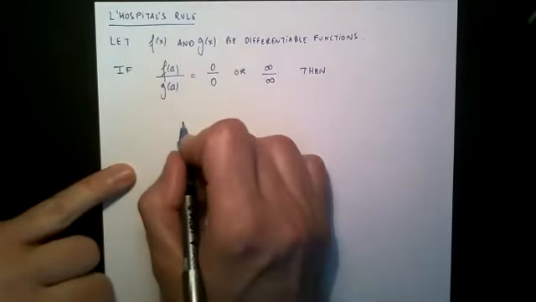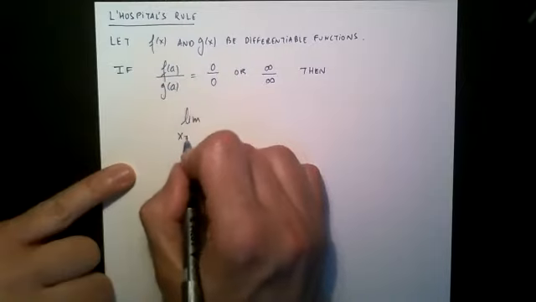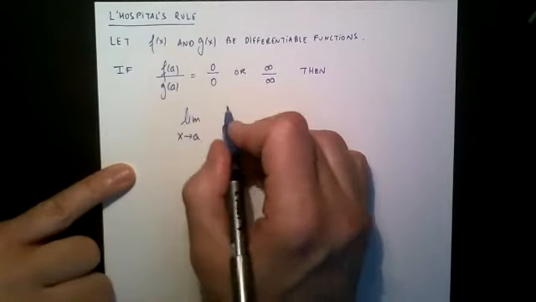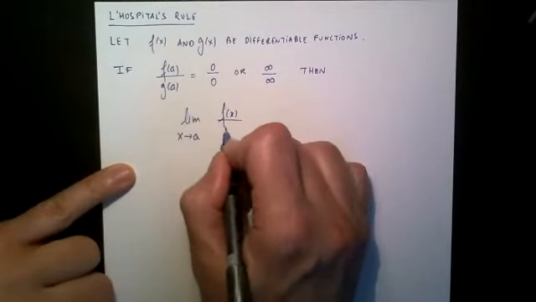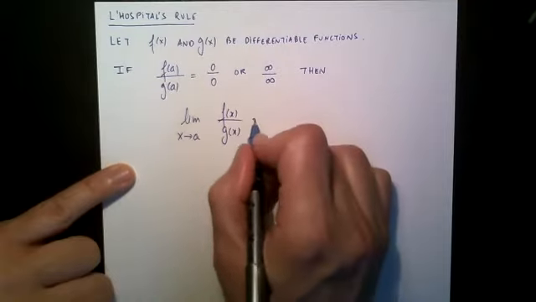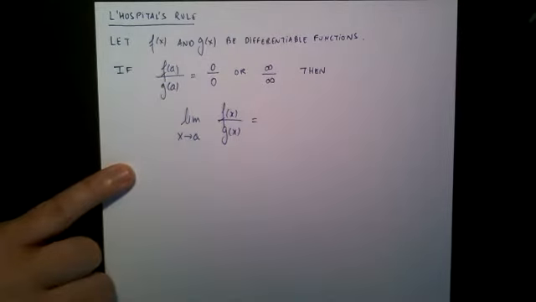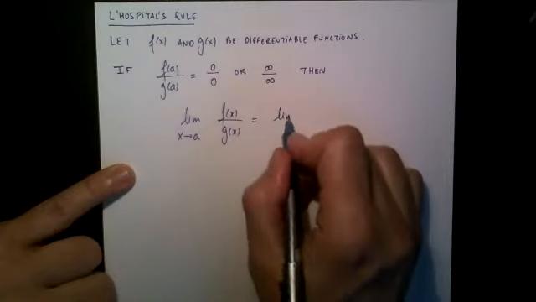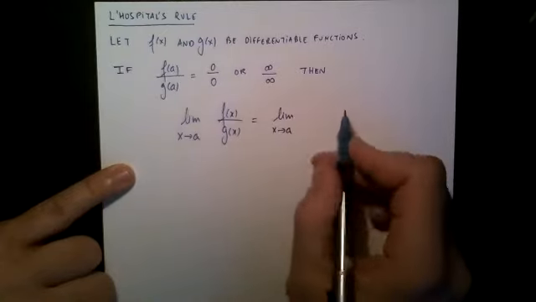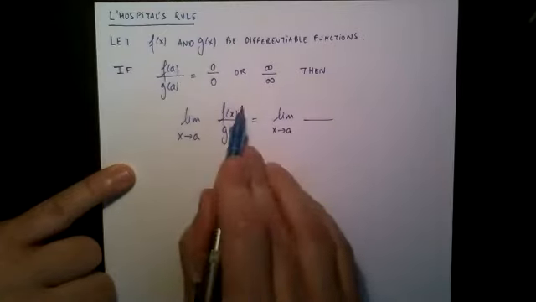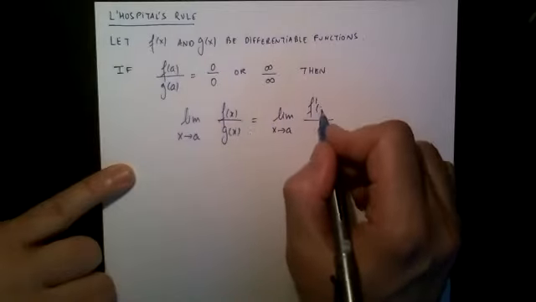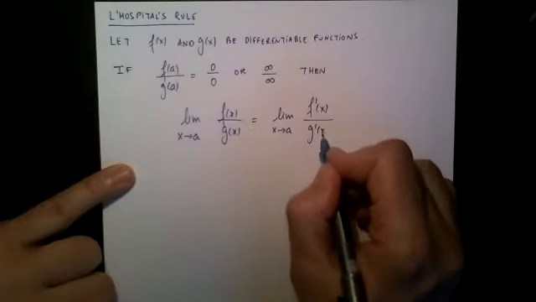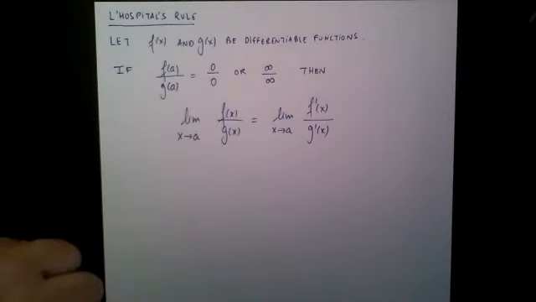the limit as x approaches a of f of x over g of x is the same thing as the limit as x approaches a of, and you could just derive the top and derive the bottom, f prime of x over g prime of x. Okay, very, very useful. You'll see.